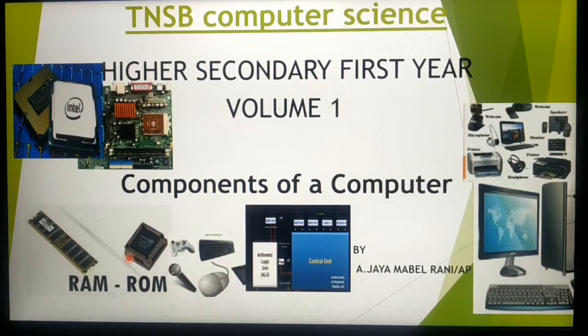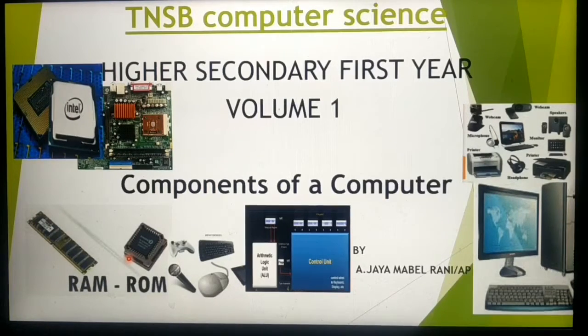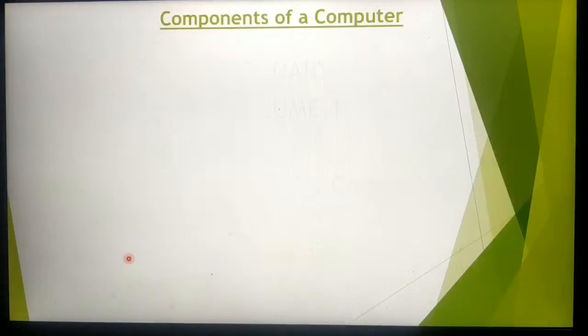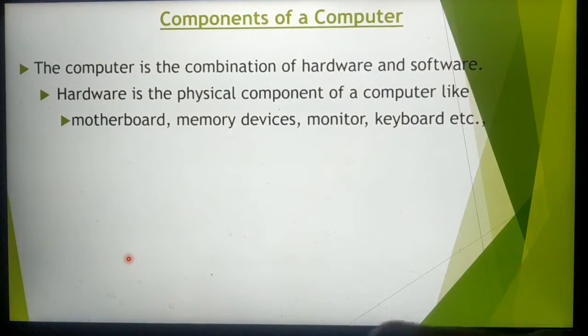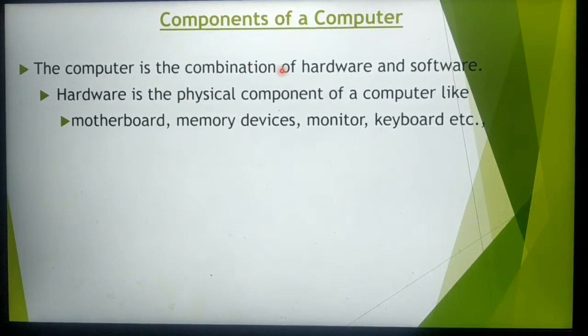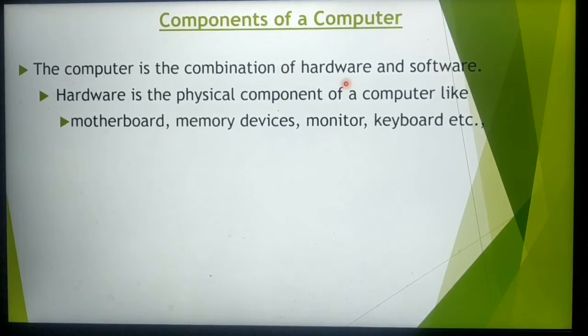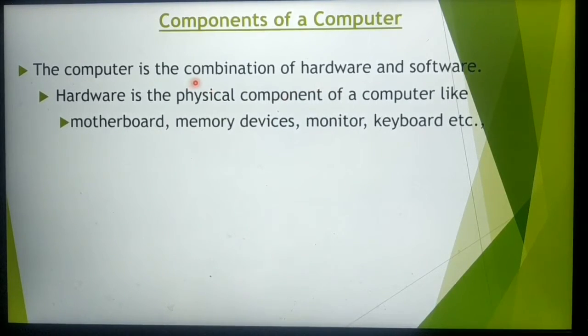Dear children, we are going to see about components of a computer. Here we can see the various parts or components available in a computer. Actually, a computer is the combination of hardware and software. Without hardware, we can't call it a computer, and without software also we can't call it a computer. So a computer is the combination of both hardware and software.